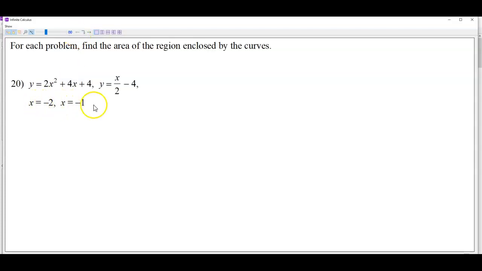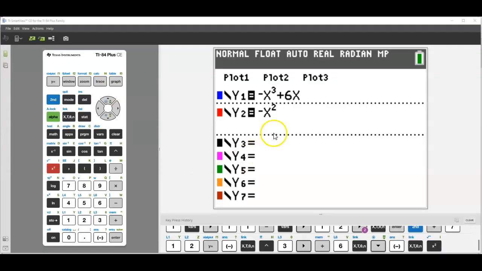On 20, they're telling you the x values to use. On 21, they're not. And so when they don't tell you those x values, you actually need to find where they intersect. So we're going to start by graphing it, and then we're going to find where they cross. All right, so we type it in, and I just want to reemphasize this to you guys.